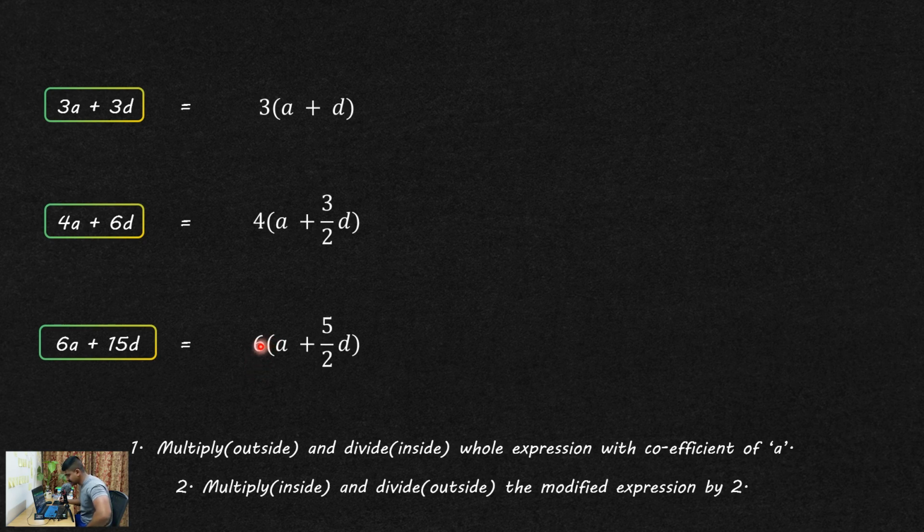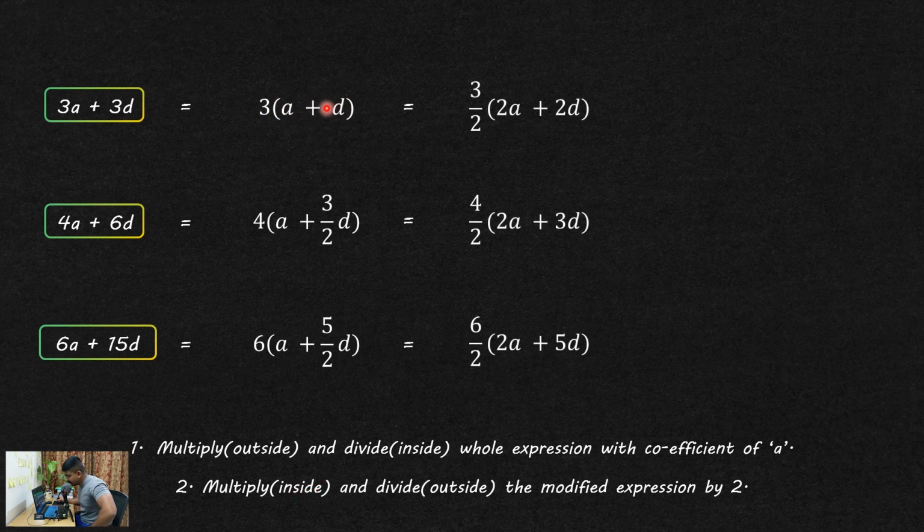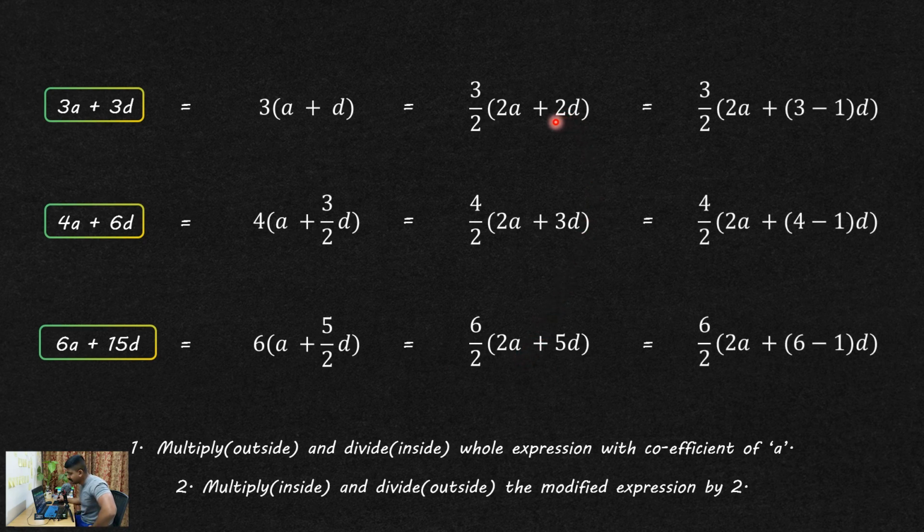Now we have to multiply and divide the modified expression by 2. In this case you can see, inside the braces we are multiplying by 2 and outside we are dividing by 2. Similarly in this and this. Finally we have something like this. And then finally, instead of writing 2, we write 3 minus 1. Instead of writing 3, we write 4 minus 1. Instead of writing 5, we write 6 minus 1.